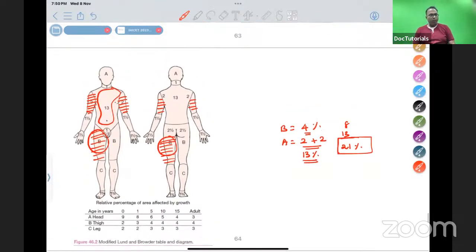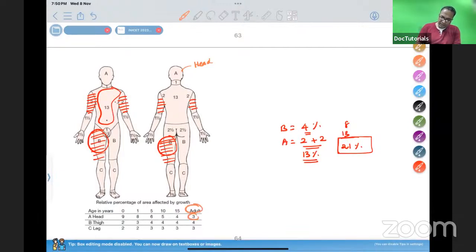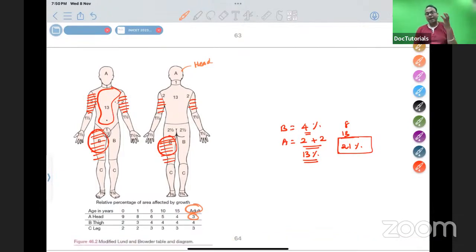You should use this formula to calculate the burn, because this gives you separate values for each area. For example, the head has a different value at different age groups. In an adult, it is 3% only. The head is normally 9% in the rule of 9, but in adults, in this formula, it is only 3%.